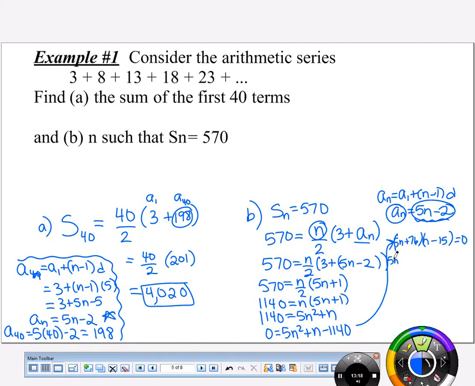So if we set 5n plus 76 equal to 0 and n minus 15 equal to 0, we get that n can equal 15 or n can equal negative 15.2. This is not an okay answer, the negative 15.2, because remember, n is supposed to represent the number of terms you're adding up. You can't add up a negative number of terms, and you can't add up 0.2 number of terms. So the only acceptable answer we have here is that n is equal to 15. So 570 must be the sum of the first 15 terms of this series.